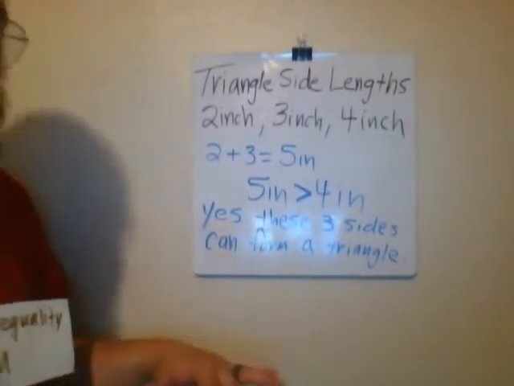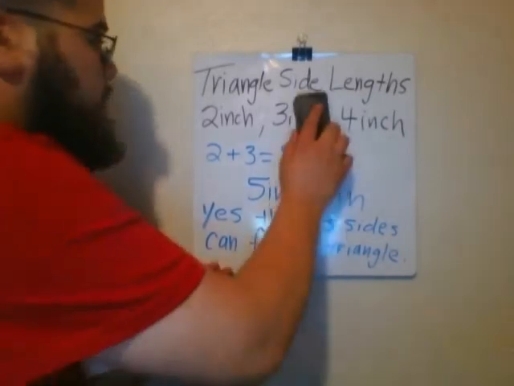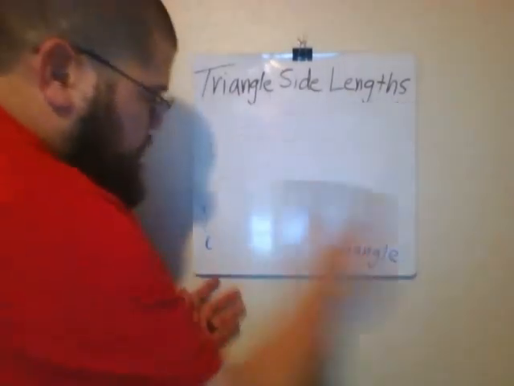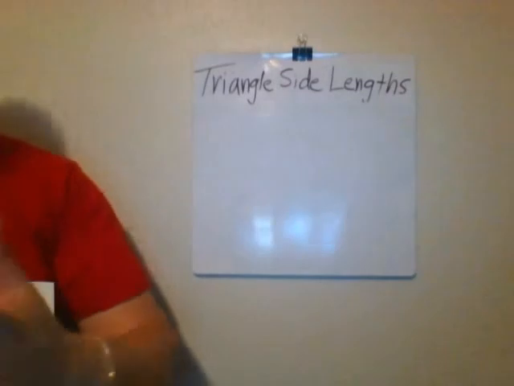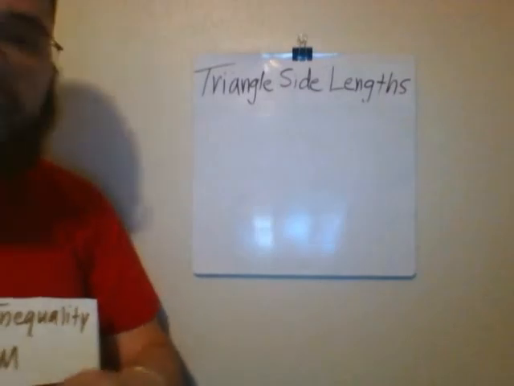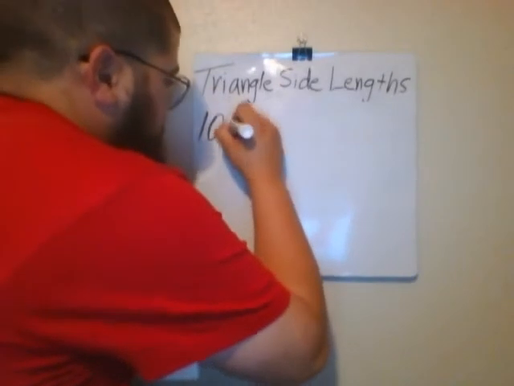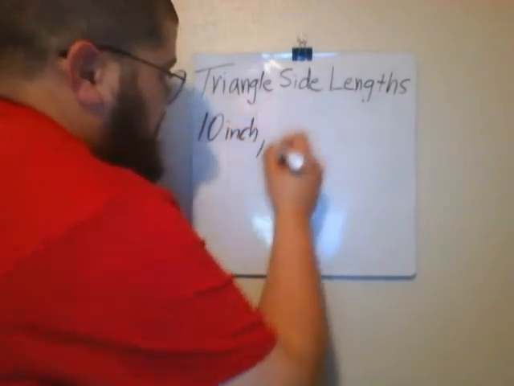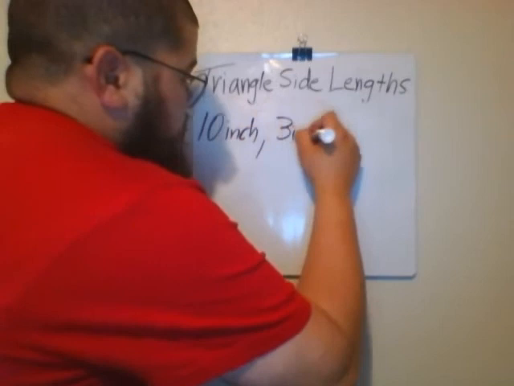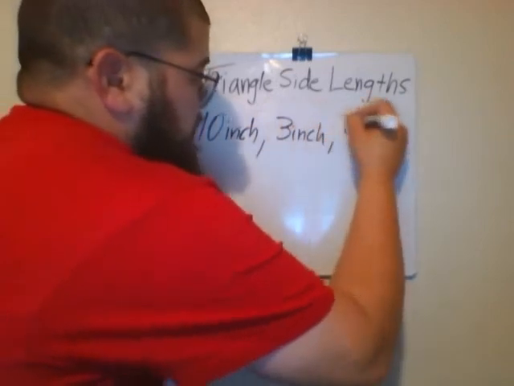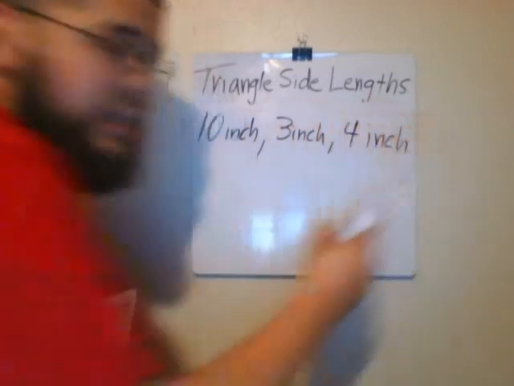Now we're going to go ahead and do the example of when you cannot form a triangle. Again, I already gave away the answer to the next problem, but we're going to go ahead and do that. So we're going to start off with 10 inch, 3 inch, and 4 inch side lengths, okay?